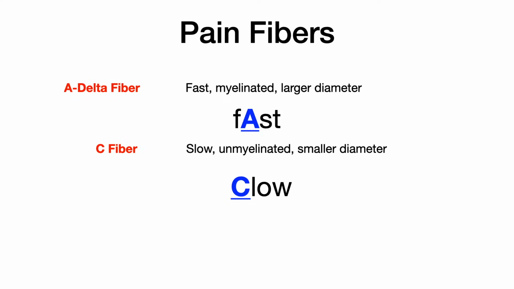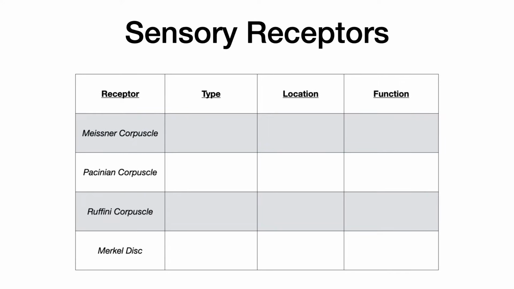Now we need to talk about a related topic, sensory receptors. Unfortunately, this is kind of a bear of a topic to memorize, and there's no great way to memorize the four main types of sensory receptors, but I do have a few mnemonics which I will give you after we go through this table. But the four types of sensory receptors that you primarily need to know are Meissner corpuscles, Pacinian corpuscles, Ruffini corpuscles, and Merkel discs. So we're talking about three different types of corpuscles and a disc.